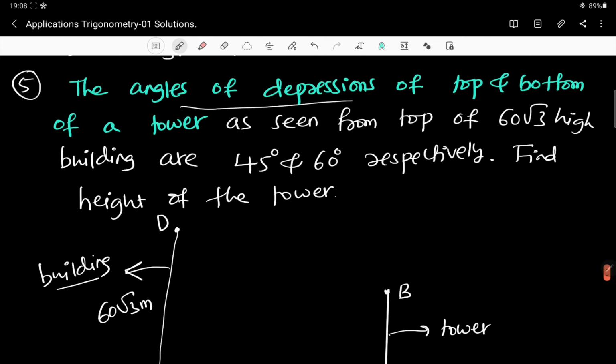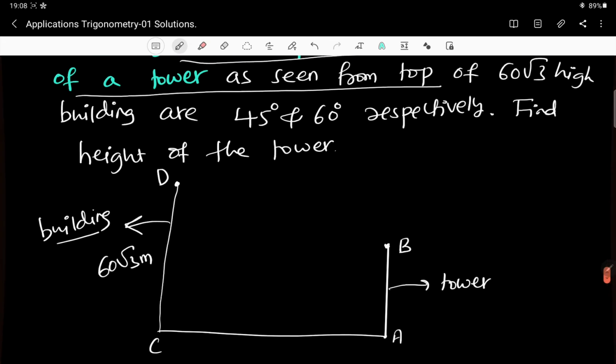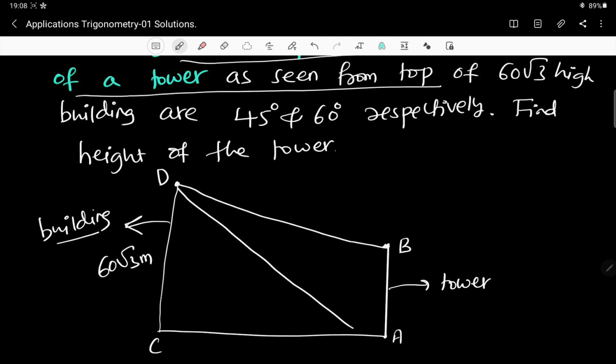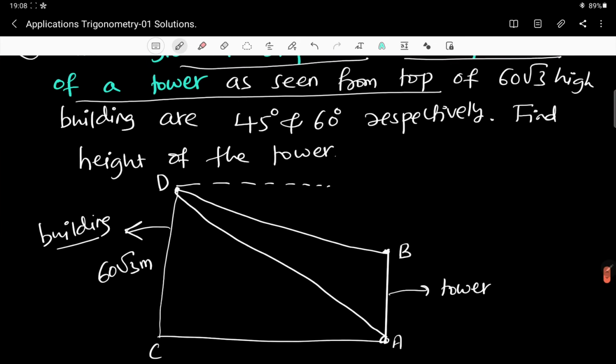The angles of depression of the top and bottom of a tower are given, as seen from a point. They are looking at the top of the tower and also at the bottom of the tower. So these angles are given, and you can easily guess them. This is the dotted line, and they are 45 degrees and 60 degrees.